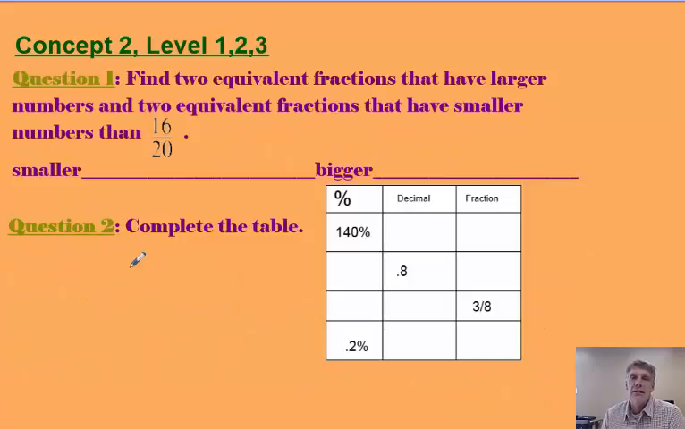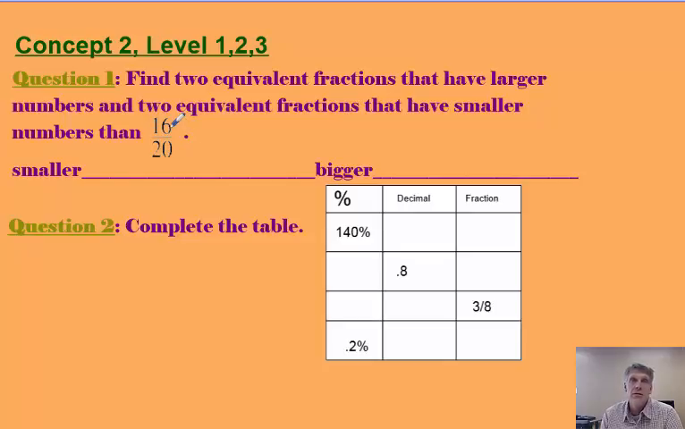All right, I want to go to concept 2 now. I tried to do all this level 1, 2, 3, all in a couple questions here. So why don't you pause it and do question 1. All right, question 1. Find 2 equivalent fractions that have larger numbers and 2 that have smaller numbers but are equal to 16/20. Well, the smaller ones, I want to take out a number out of top and bottom that goes into both 16 and 20.